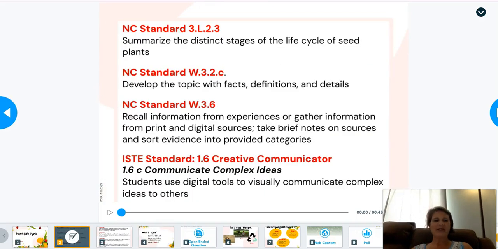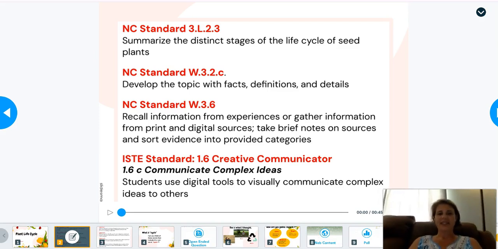This lesson focuses on the NC Essential 3rd Grade Science Standard 3.L.2.3, summarizing the distinct stages of the life cycle of seed plants. NC Writing Standards W.3.2.C develop the topics with facts, definitions, and details. NC Standard W.3.6, recall information from experiences or gather information from print and digital sources, take brief notes on sources, and sort evidence into provided categories.